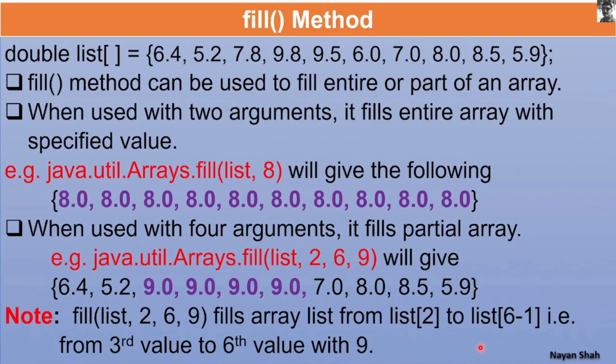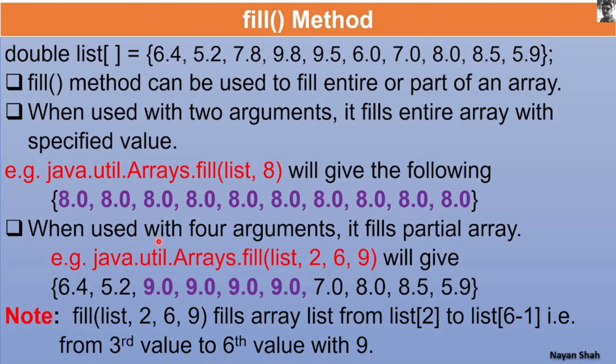Let us see one example. Suppose this is our list array of type double and these are the values. The fill method can be used to fill, as you know, an entire array or part of an array. When we use the fill method with 2 arguments, it fills the entire array with the specified value. For example, java.util.Arrays.fill(list, 8) will fill the entire array with value 8, and the array will become 8.0, 8.0, 8.0, all the 10 values as 8.0. Why 8.0? Because it is of type double.